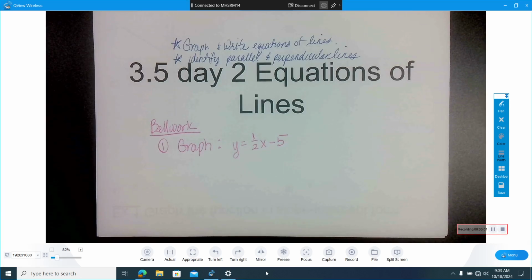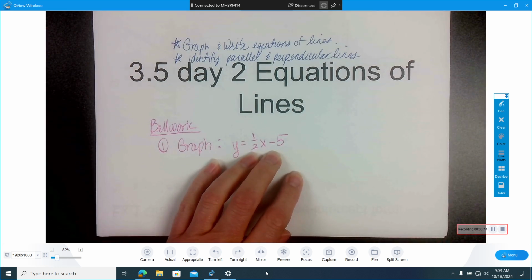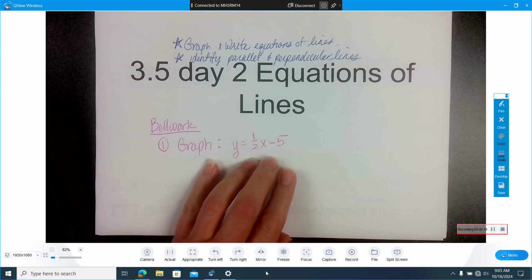We go. We are on day 2 of 3.5. We are graphing and writing equations of lines, identifying parallel and perpendicular lines, all in Delta Math today. Makes it really easy. And just as a reminder, what form is this equation in?